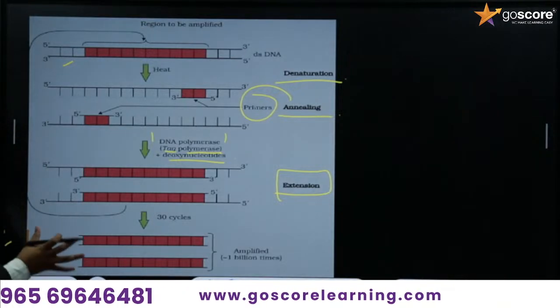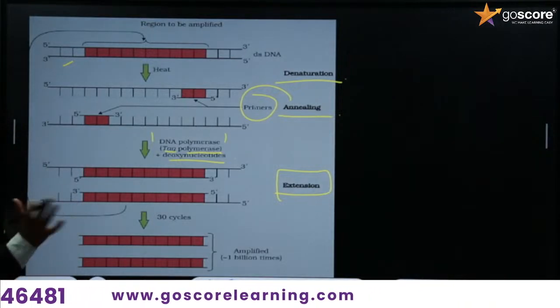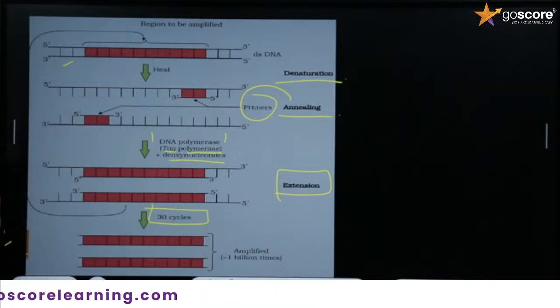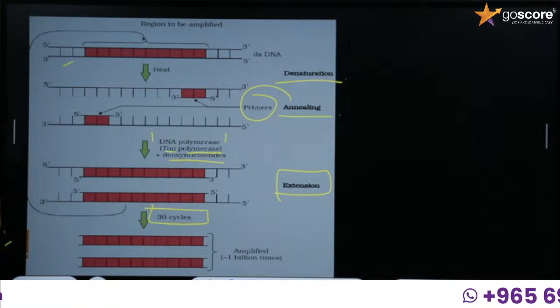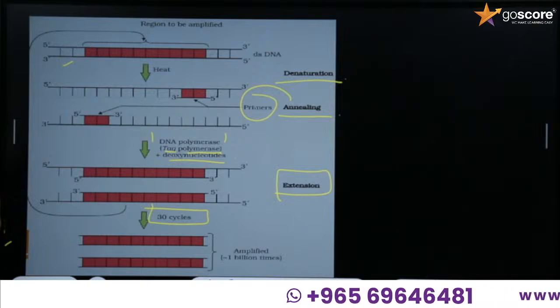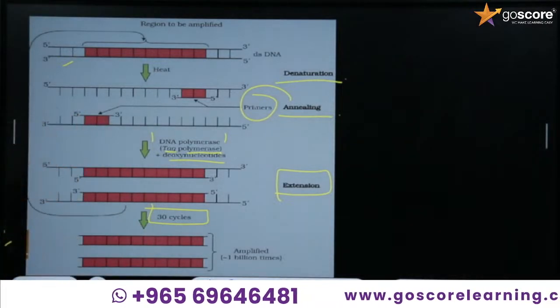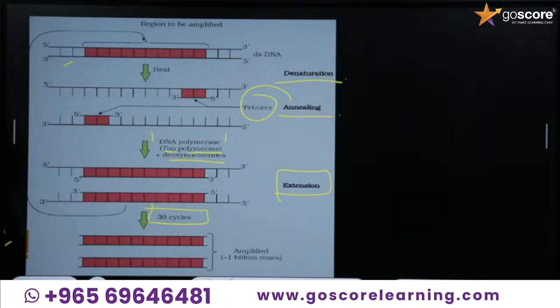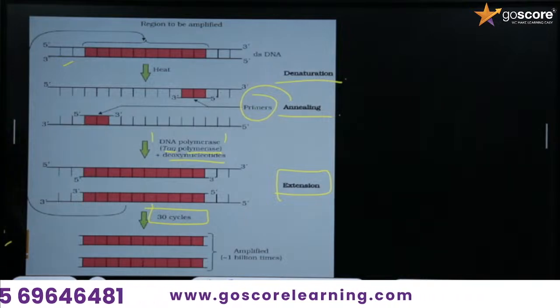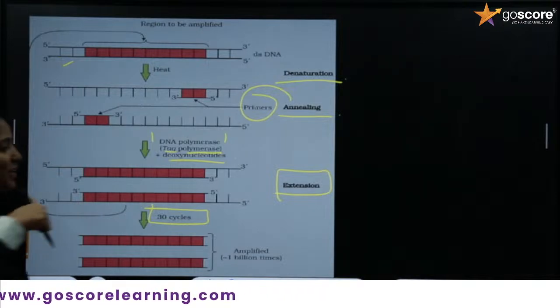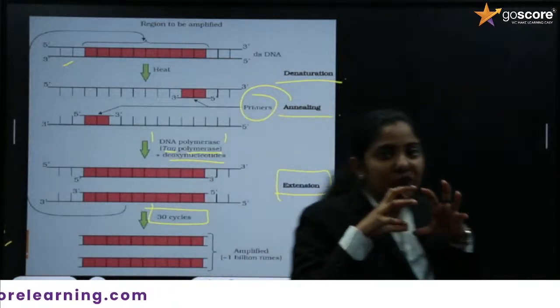Okay, and the same three steps will be continued for how many cycles? 30 cycles. So around 1 billion times we'll get the DNA. One DNA we are providing, but after 30 cycles, around 1 billion amplified DNA will be obtained. So that much amount of DNA is now in the scientist's hand. Fine, so see, that much amount of DNA is obtained.